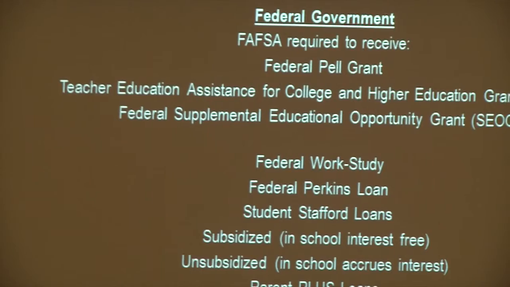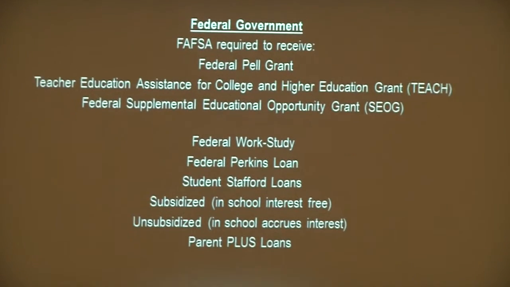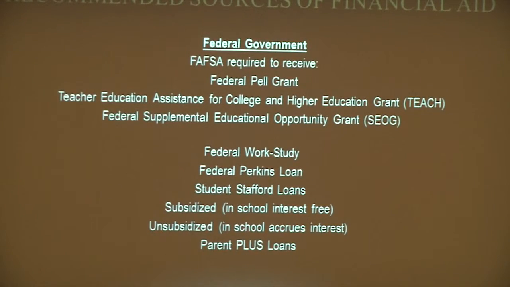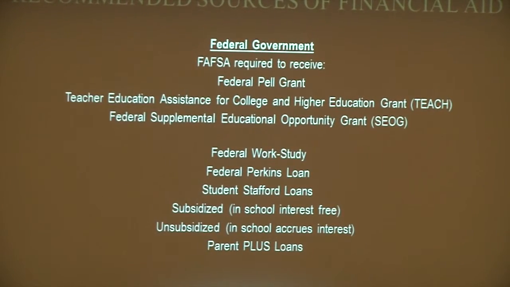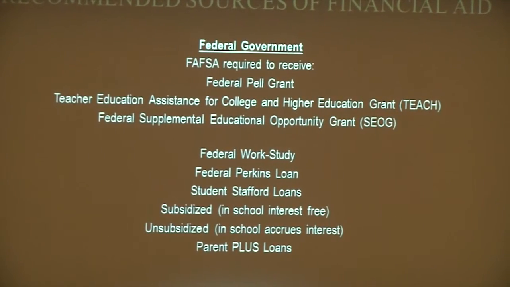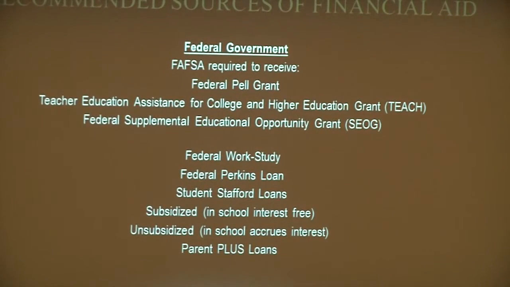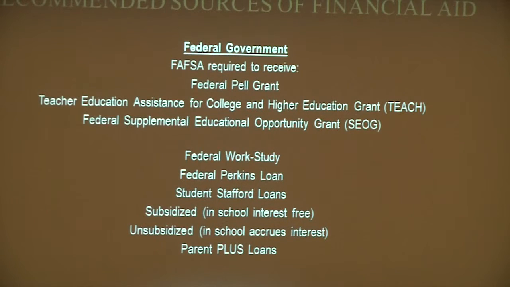In terms of recommended resources, the federal government will supply grants and loans to a student, as well as work study. The awards that you see up top there, the Pell Grant, the TEACH, and the SEOG, are awards that are free for the student. They do not have to repay those awards. So they're fantastic to be able to use to pay for those educational expenses. The federal work study is also free. A student will not have to repay that. However, they do need to get a job on campus in order to utilize those funds.